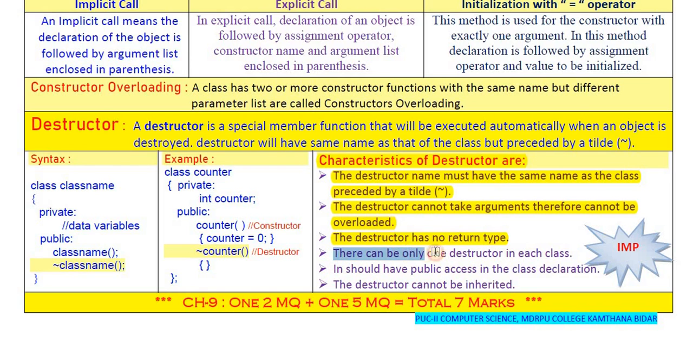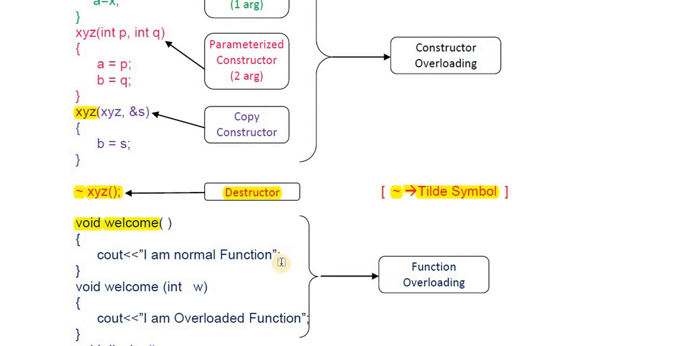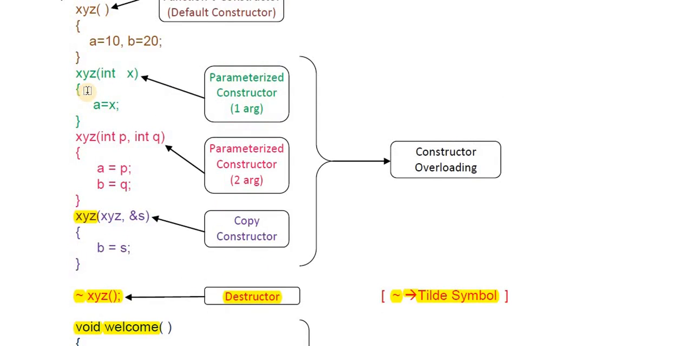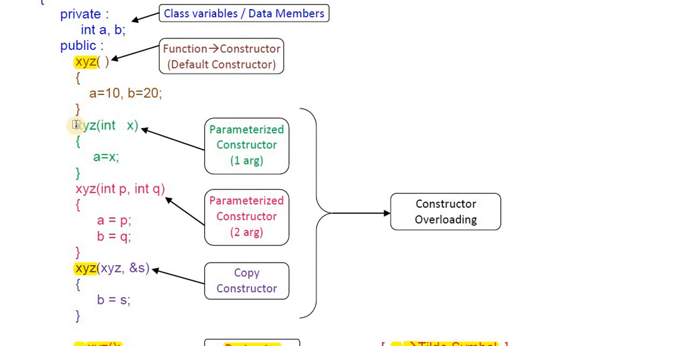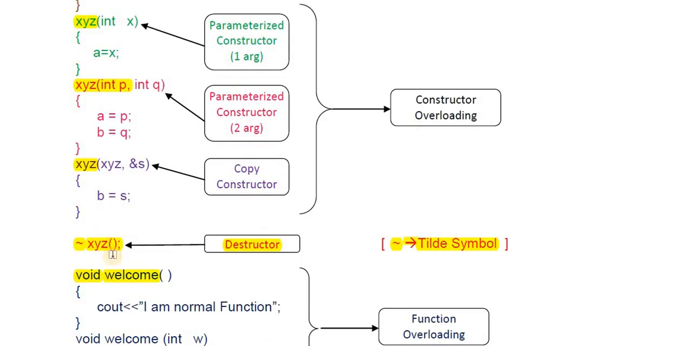There can be only one destructor in each class. So another condition here: in one class we can create only one destructor, but for constructors you can create many. Here you can see this is one constructor, second, this is third, this is fourth. So in one class you can create many constructors, but for a destructor in one class we can create only one destructor.